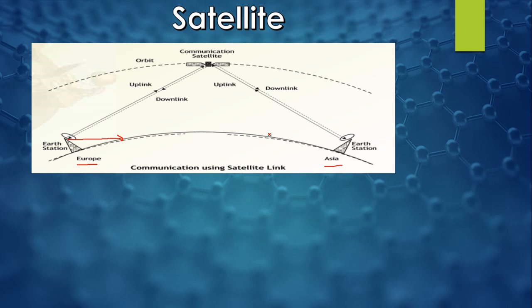So what it will do is send data to the satellite, and then the satellite will send the data to the next station. When the earth station sends data to the satellite station, we call this procedure uplink, and when the satellite sends the data to the earth station, this is called the downlink. So you have to just remember these two words, uplink and downlink, right?